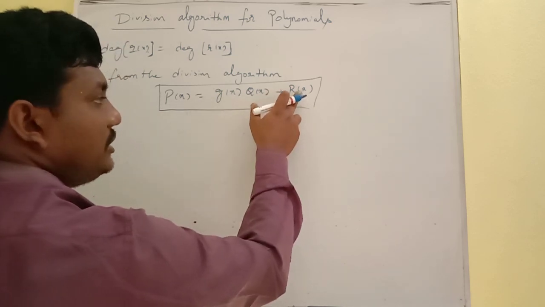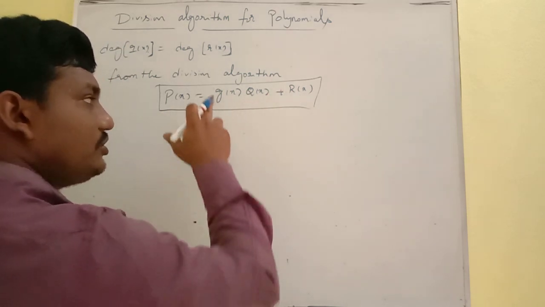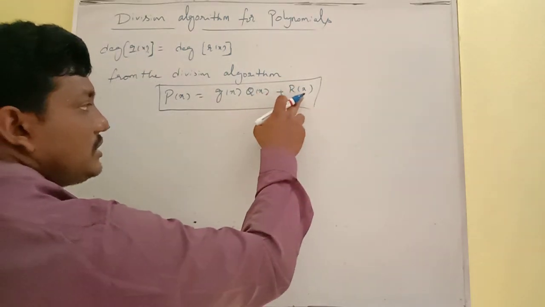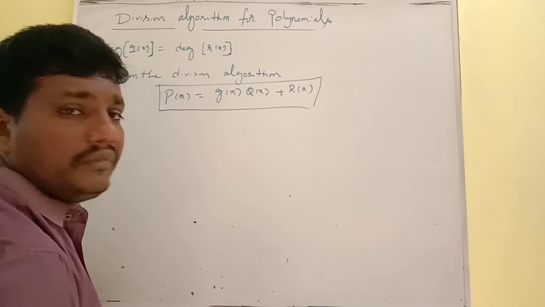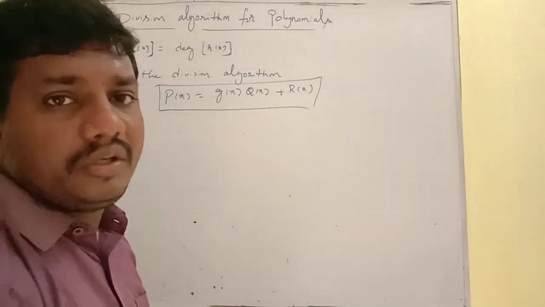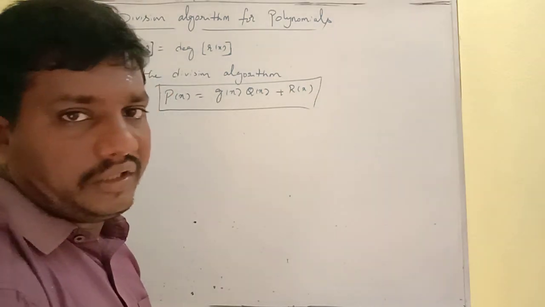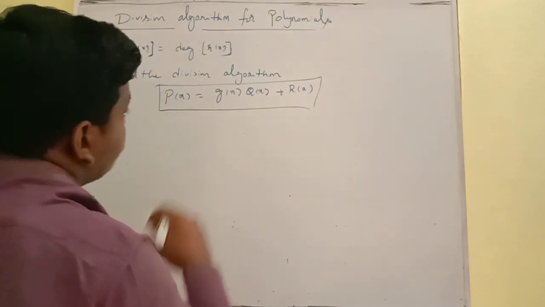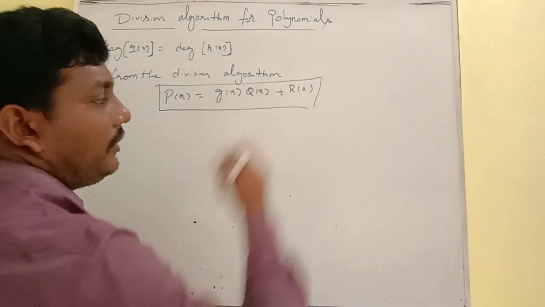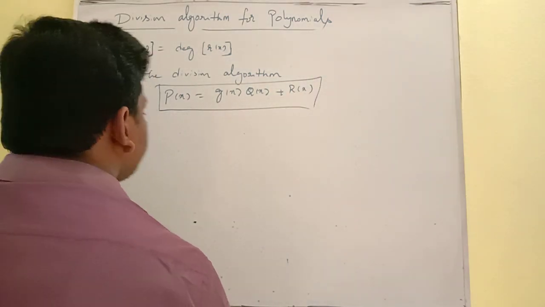Then r of x degree depends on g of x degree, because r of x degree is always less than g of x degree. Coming to q of x and r of x, there is no relation between q of x degree and r of x degree. That's the reason we can consider any degree for q of x, and the same degree for r of x.